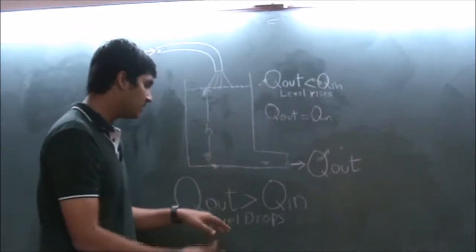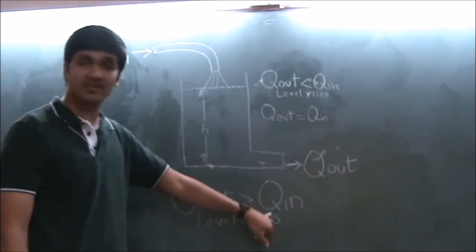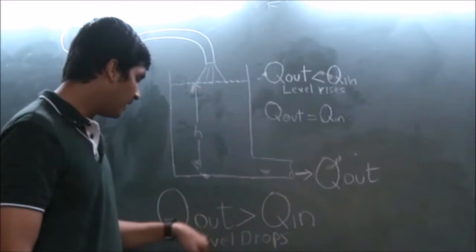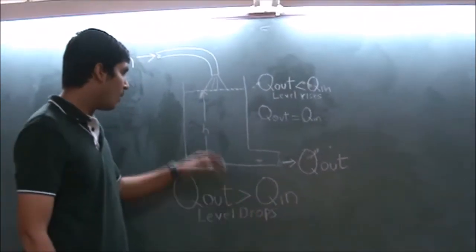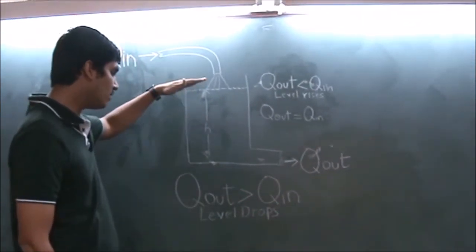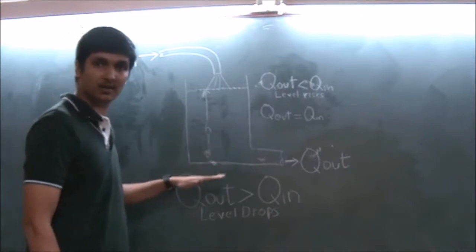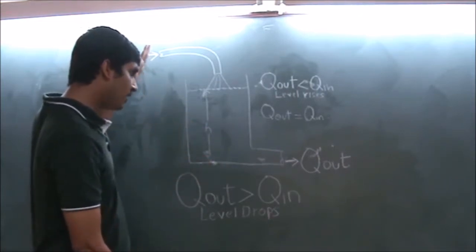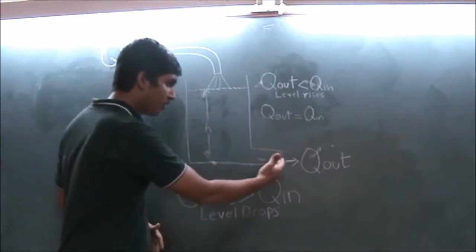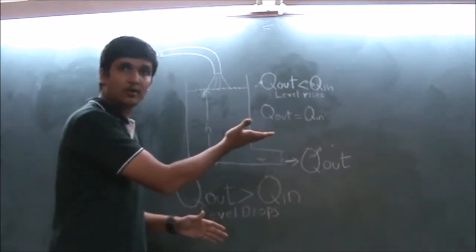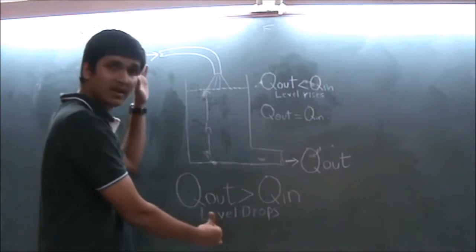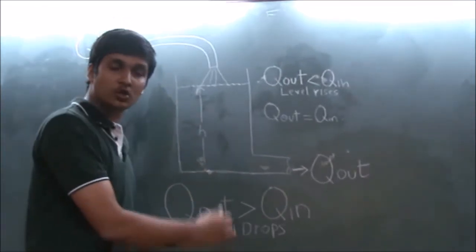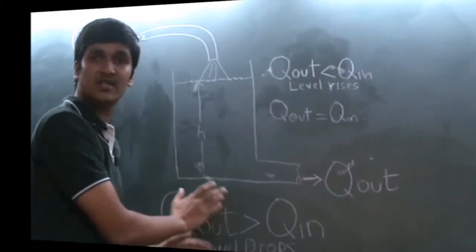Now second is when Q out is greater than Q in. Okay. Now when Q out is greater than Q in, what happens is the level gradually goes on decreasing. This happens because the input flow rate is lesser and the output flow rate increases gradually, due to which the level drops. So this is what is about self-regulation.